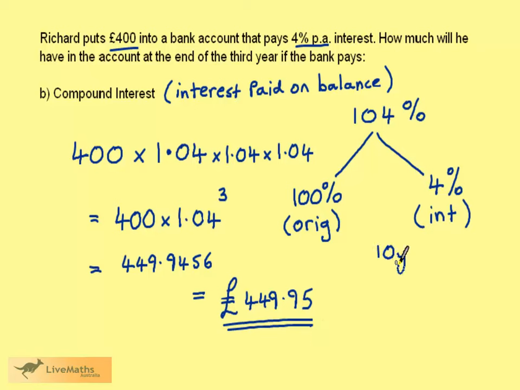Provided the interest rate stayed the same over a full 10-year period, the calculation we would do is 400, the original investment, times 1.04, where the 0.04 represents the 4% interest, and put this to the power 10 for the 10 years. So you can see that this method is very much quicker than doing it step by step.